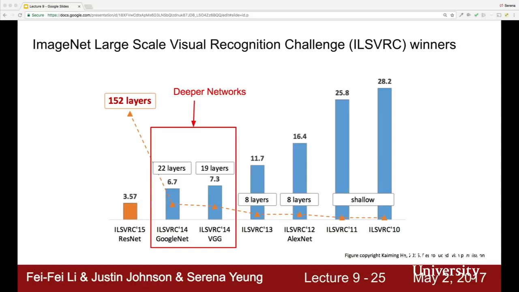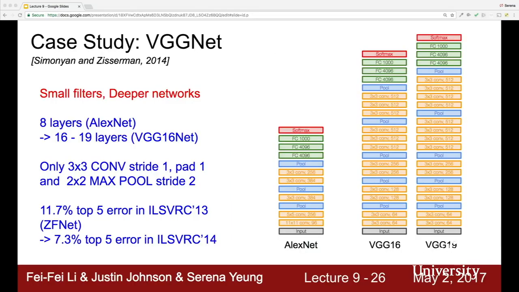So these were both very, very strong networks. Okay, so let's first look at VGG in a little bit more detail. The VGG network is this idea of much deeper networks with much smaller filters. They increased the number of layers from 8 layers in AlexNet to models of 16 to 19 layers in VGGNet.